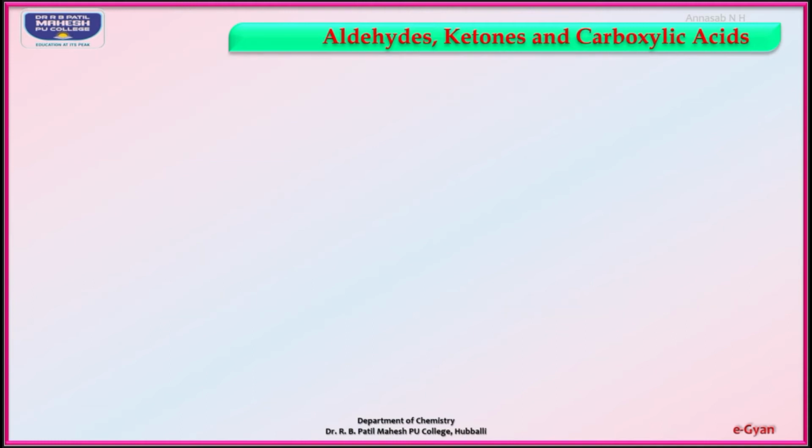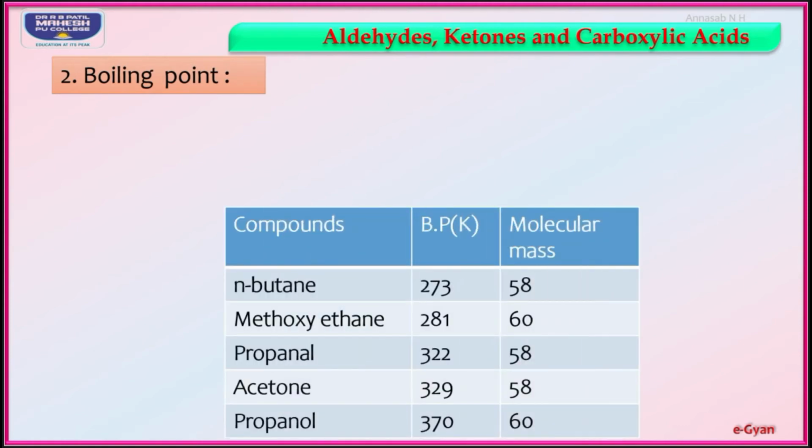Moving to the second physical property, that is boiling point. Here we have a set of compounds of different functional groups. The first member is a hydrocarbon, second ether, third aldehyde, fourth ketone, fifth alcohol, and all these have comparable molecular masses. But you can observe here, even though they have almost the same molecular masses, they show different boiling points. The reason for different boiling points is the association between the molecules.